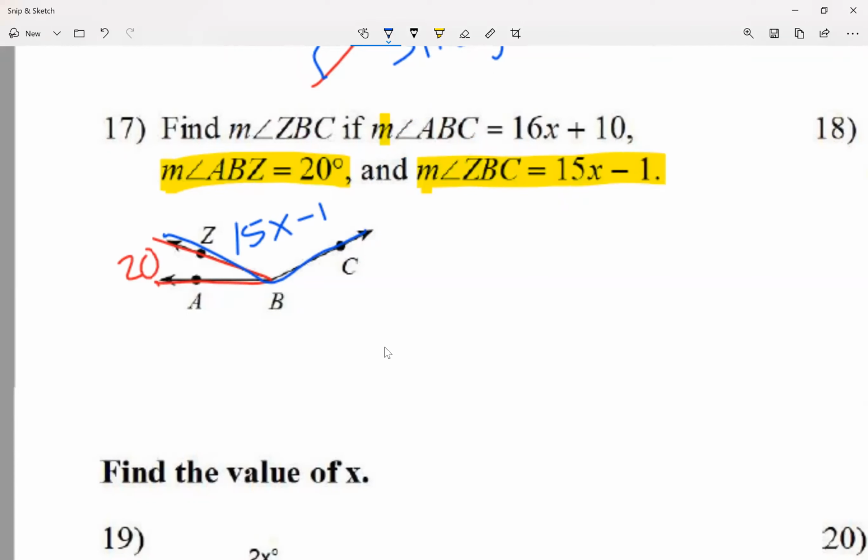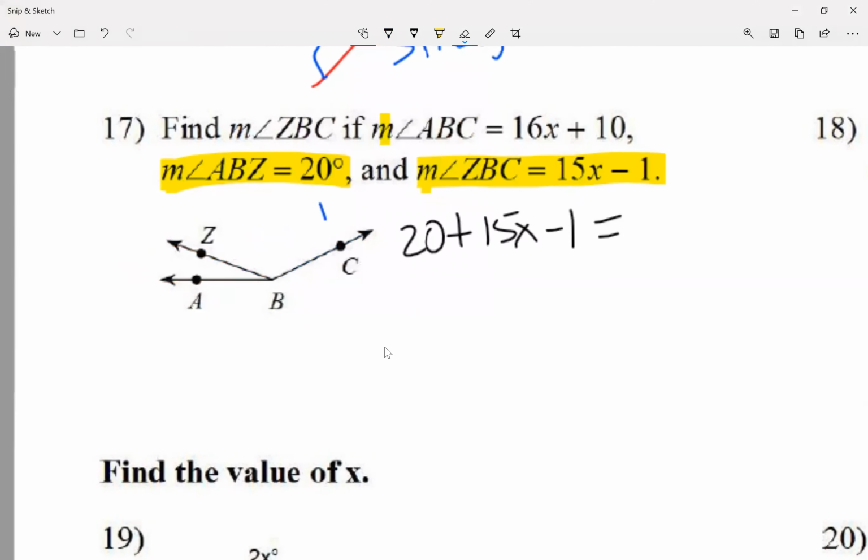If I add the angles, so let's just say 20 plus 15x minus 1 should equal something, right? If I add the two angles, let me erase this right here. It should equal this angle, which is the angle ABC. So you add the two small angles and it is equal to the big angle.